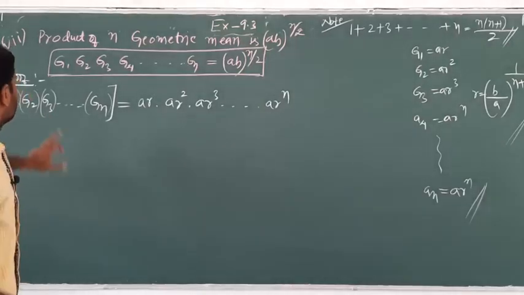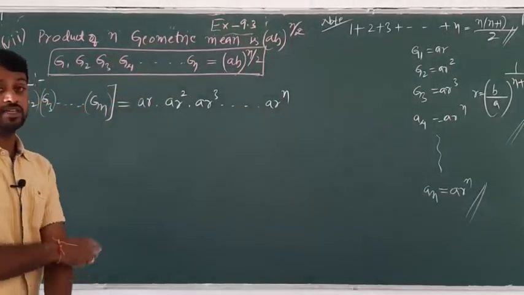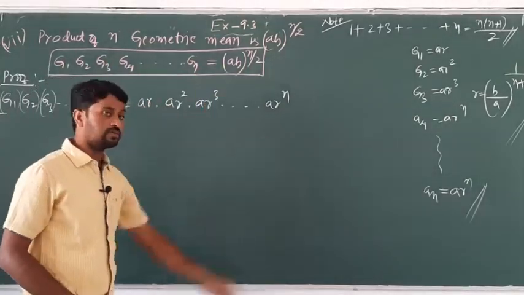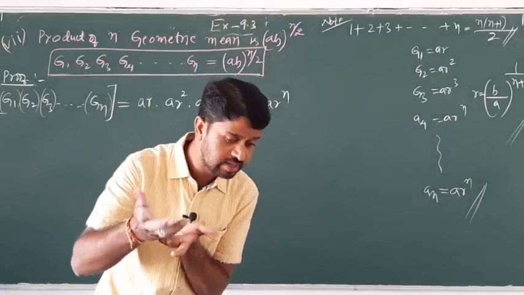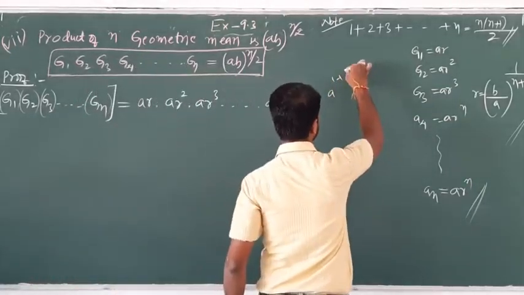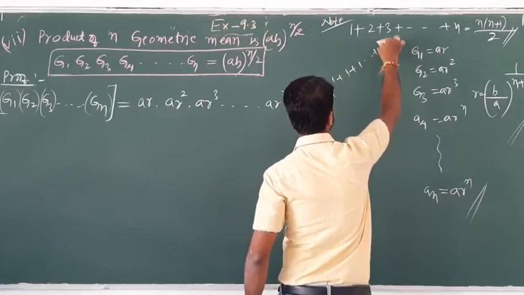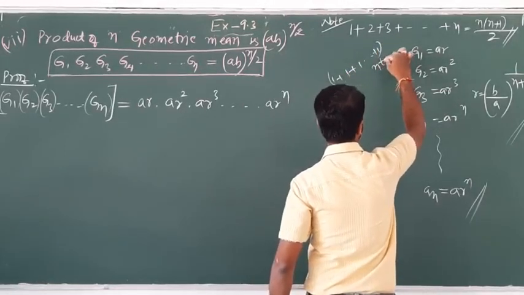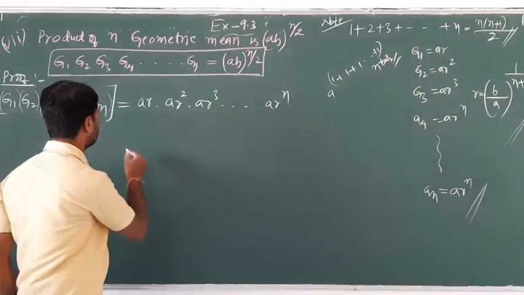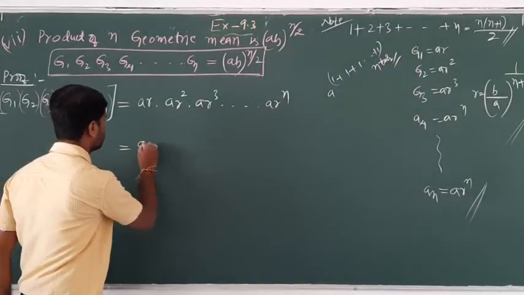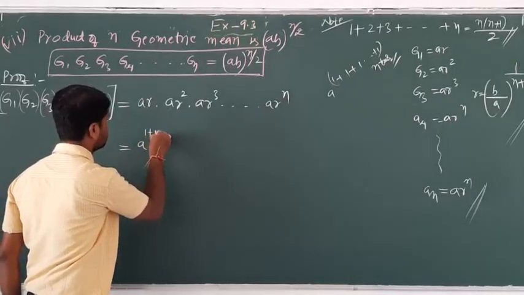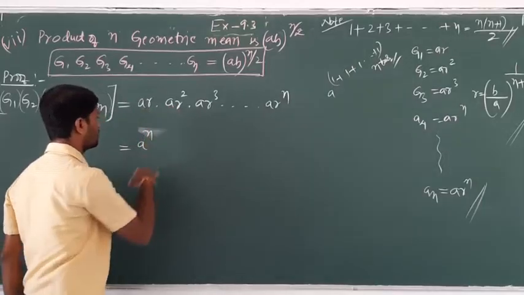Here listen, in the product of the n geometric means, A power of 1, A power of 1, A power of 1, here also A power of 1 up to so on, n numbers. Therefore obviously A power of n only. As in the previous session, A power of 1 plus 1 plus 1 up to plus 1, n terms. Therefore obviously A power of n only.